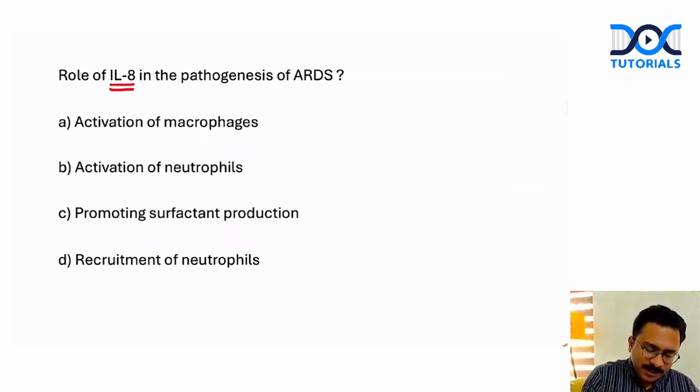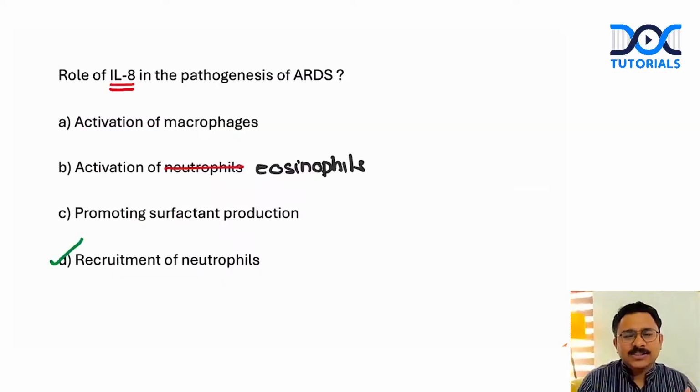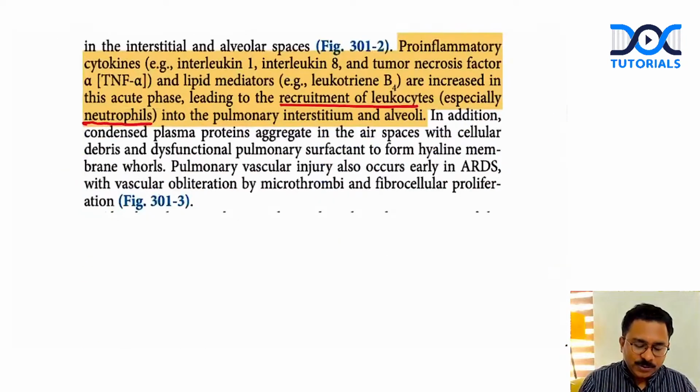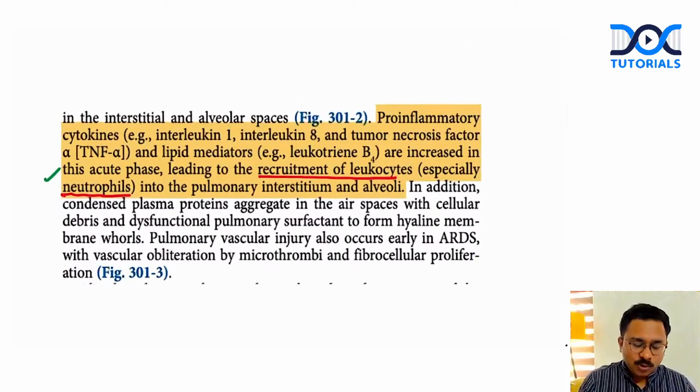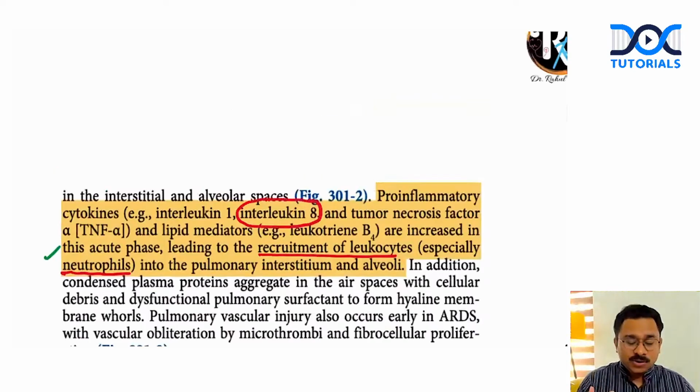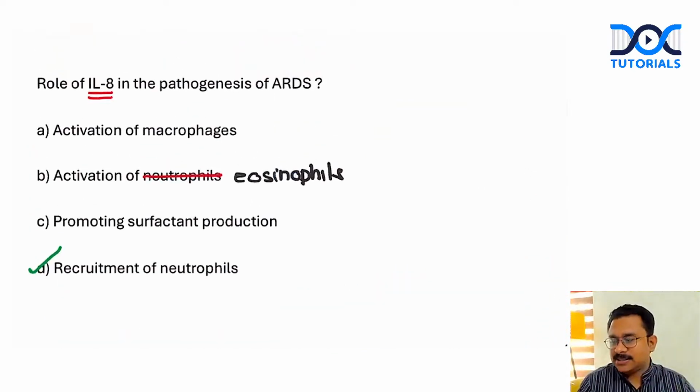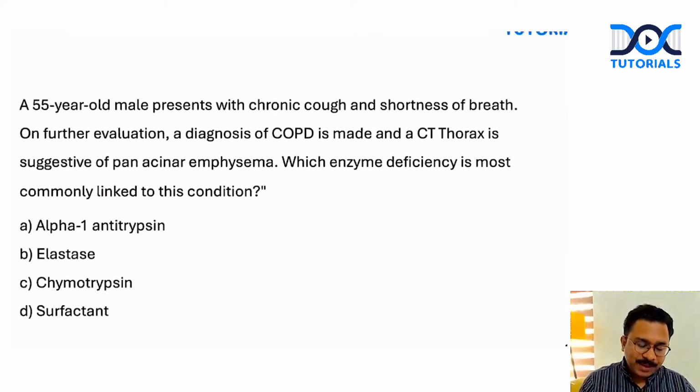Here it was not activation of neutrophils, it was activation of eosinophils in the exam. Option D was recruitment of neutrophils, and that is going to be the best answer. Activation is almost similar to recruitment, so we did not have those two options. The best answer here will be recruitment of neutrophils, which you can clearly see in this screenshot that I've taken from Harrison's textbook. It is one of the many cytokines involved in the pathogenesis of acute respiratory distress syndrome. Let us go to the next question.